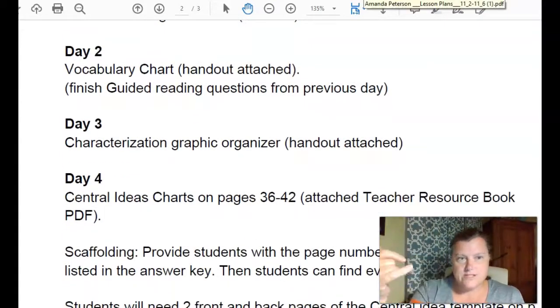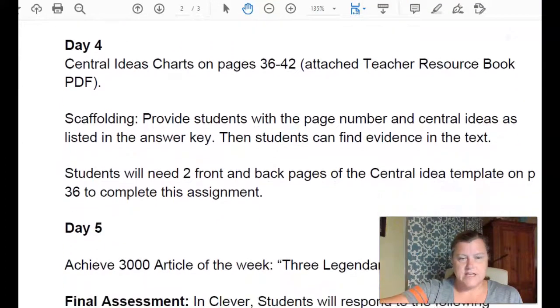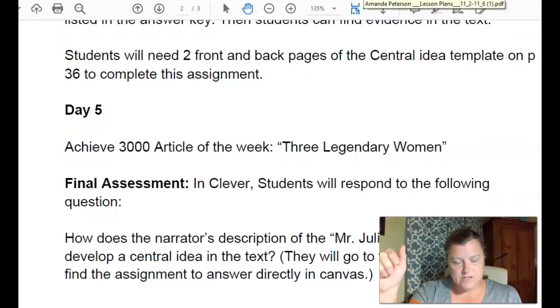Okay, so you're going to be doing some vocabulary work, also a characterization graphic organizer, and a central ideas chart. I will talk about each one of those, but I want you to see that you have work planned for this whole week. By the end of the week, you should have finished your Achieve 3000 article, which is titled 3 Legendary Women. It's also on the chart I have posted on the wall behind the computers.